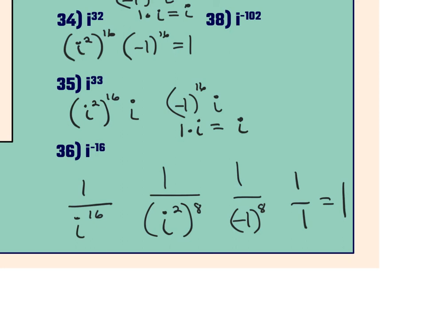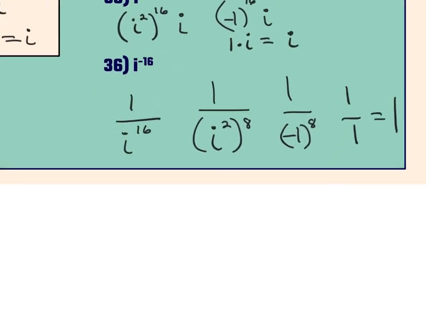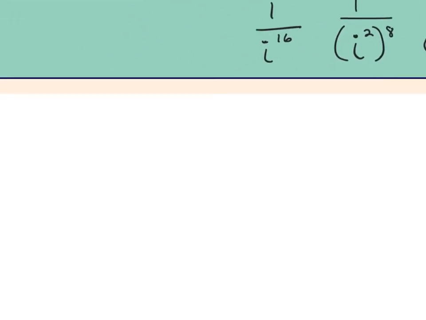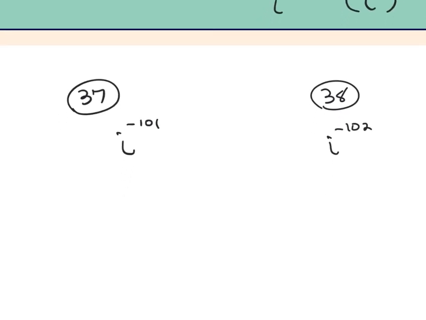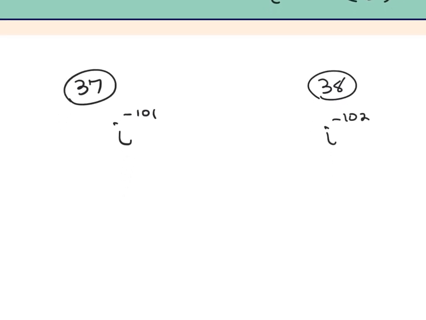Now, you guys have 2 more examples on your slide, so I'm just going to write them here. Number 37, what is it? i to the -101? And then 38 is i to the -102? Okay. All right, so let's go ahead and do these. Again, both of them are negative exponents. They both turn into fractions.